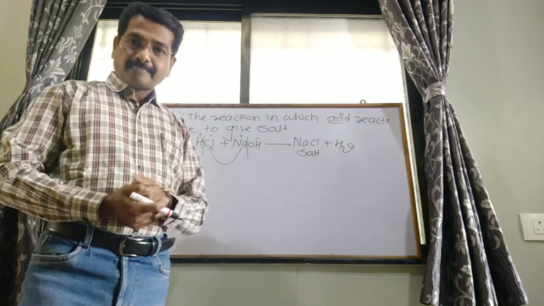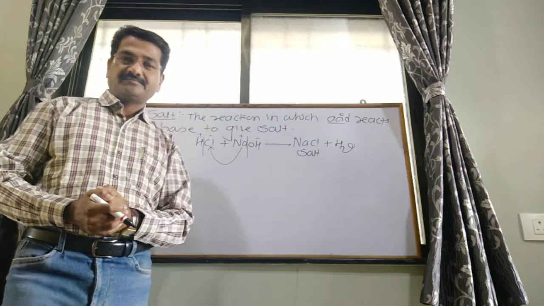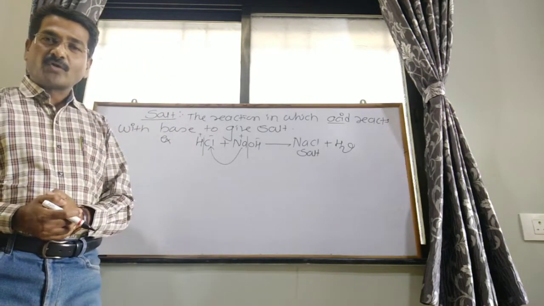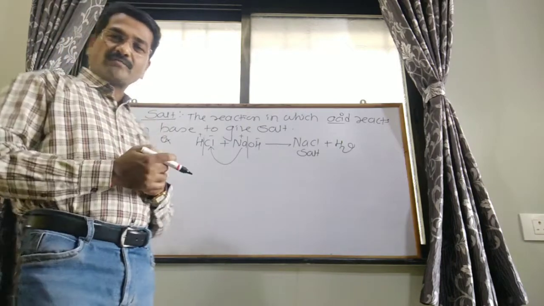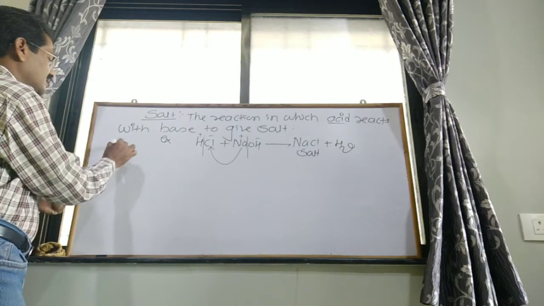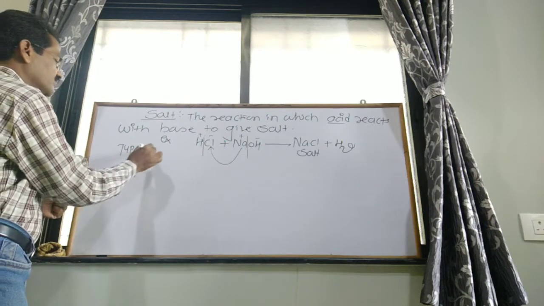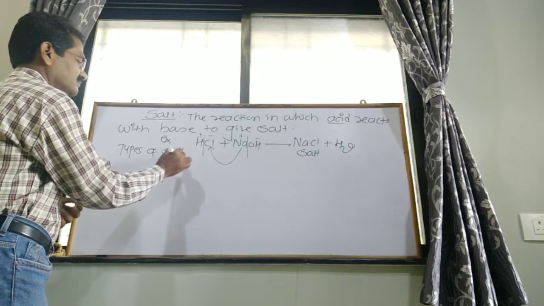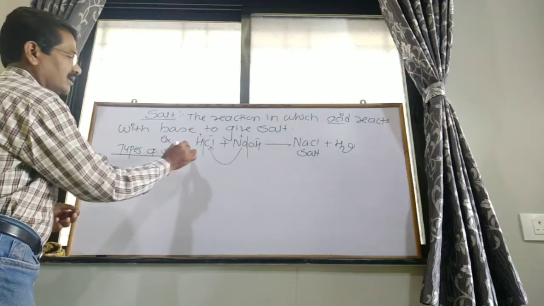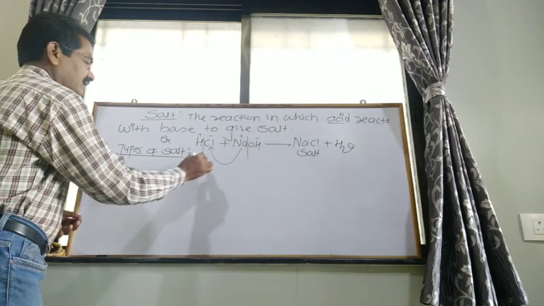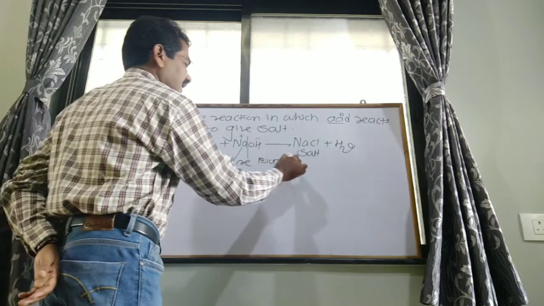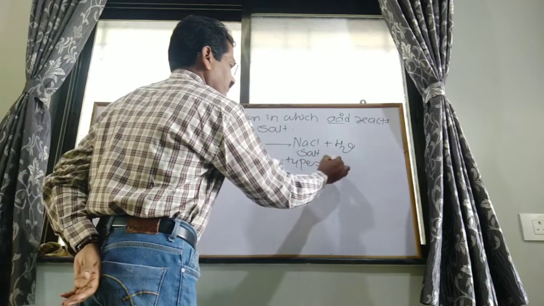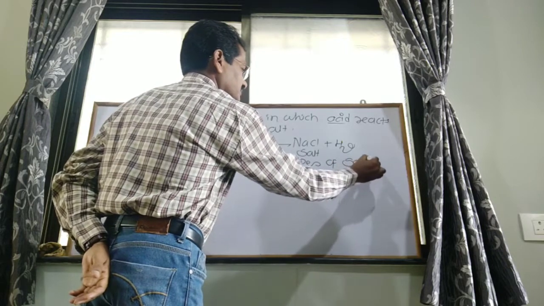Then see the types of salt. There are 4 types of salt. How many? 4 types of salts.